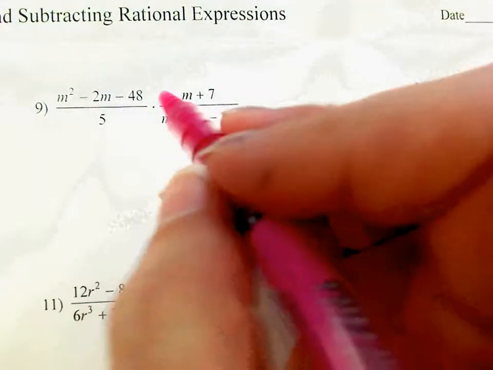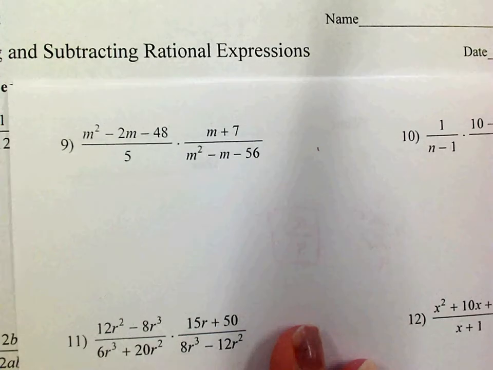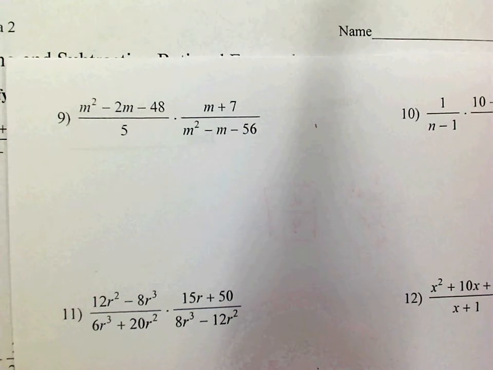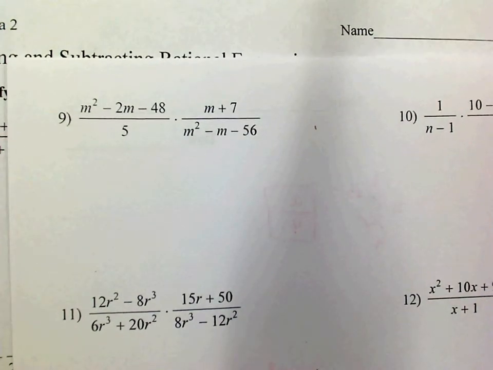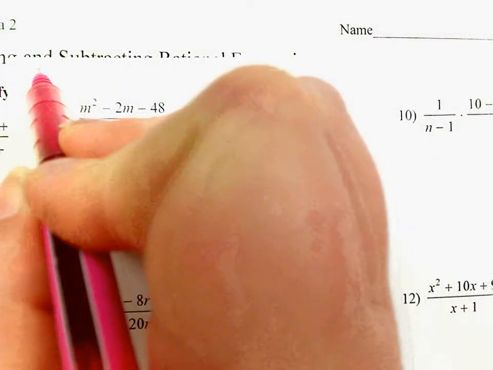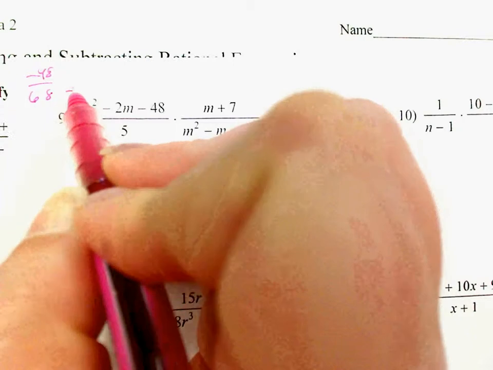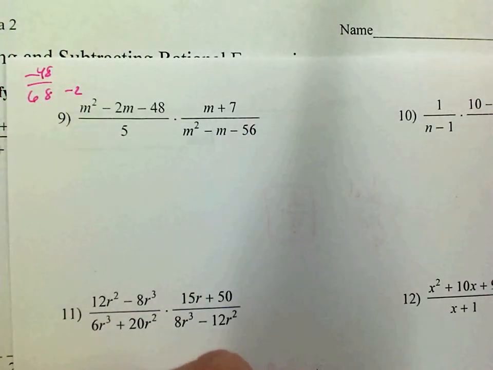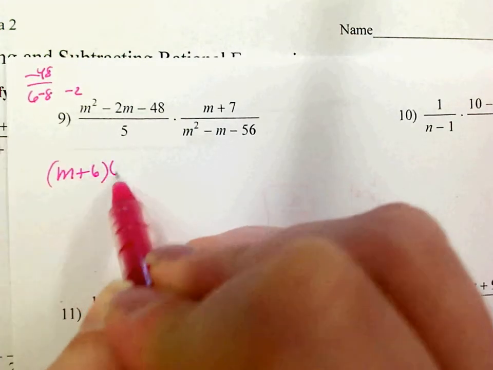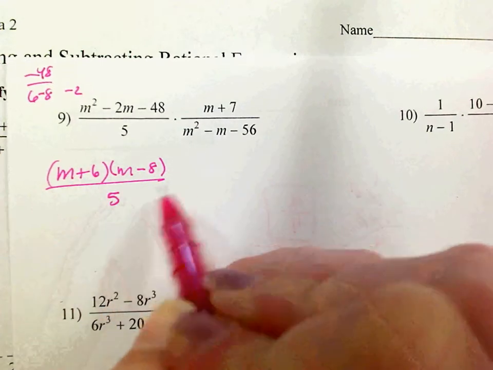How do you find that if you don't know the factors right off the top of your head? Just go to your calculator. Right. You could type in 48 divided by x and see the factors, or just start dividing. 48 divided by 2, 48 divided by 3, 48 divided by 4. Okay. So, 48 has factors 6 and 8, right? And I need to add it to a negative 2, so which one's negative? 8. So my numerator is going to be m plus 6 times m minus 8 over 5 times.